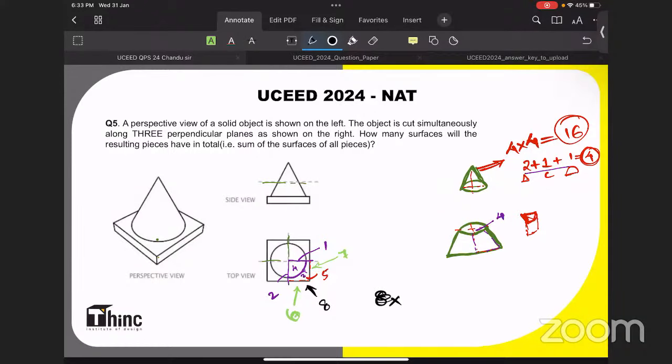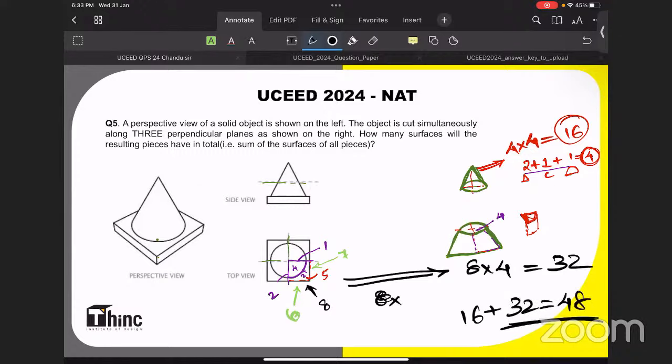Total how many pieces? 4 pieces we are having. This piece is having 8. So that is 32. Add it with 16. 16 plus 32, you will be getting 48. Okay, so 48 is the right answer. So let's move on to the next question.